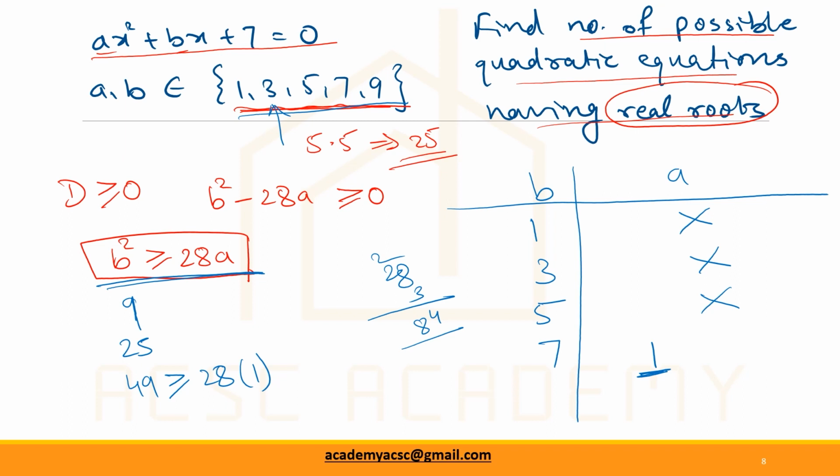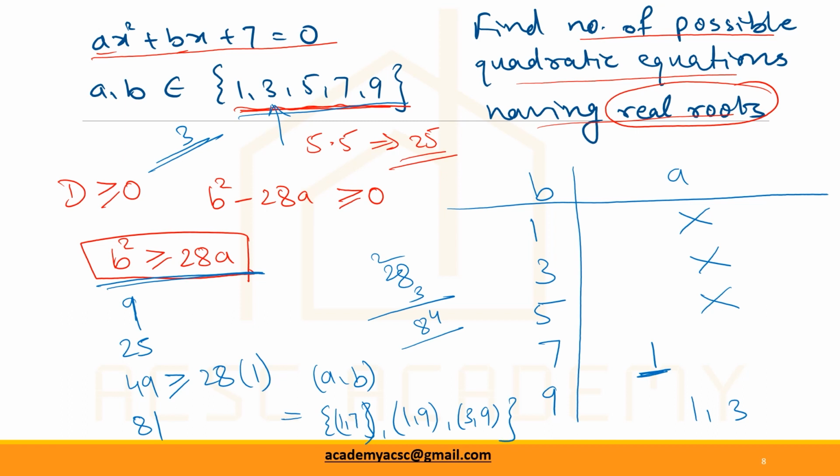Finally, when we take b as 9, then this side becomes 81. So for a, we can take 1 and 3 in this case. As a result, we have got only 3 possible pairs of a and b, which are (1, 7), (1, 9) and (3, 9). So with these 3 pairs, we can form only 3 quadratic equations having real roots, with values of a and b taken from this particular set.